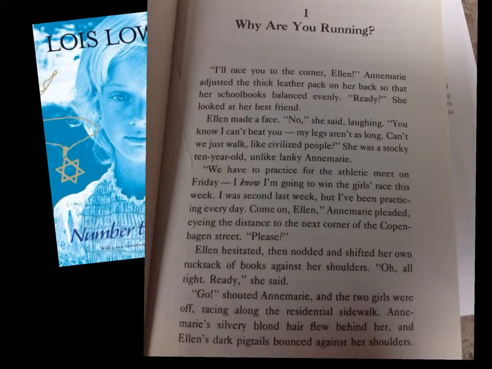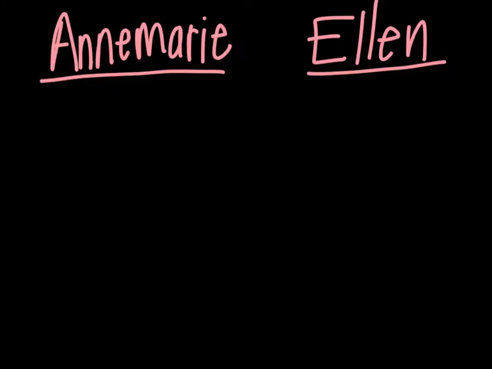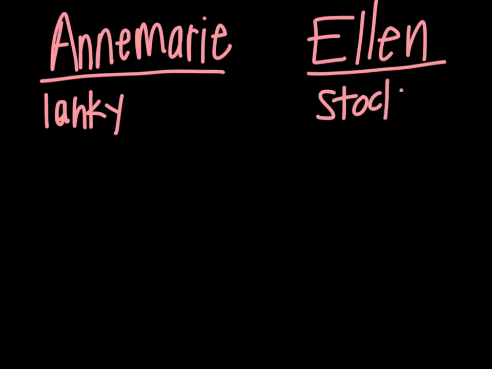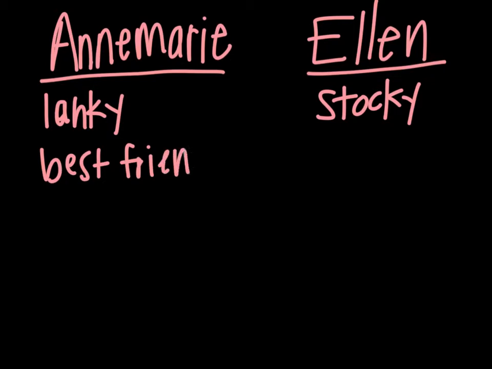Let's stop there and let's think for a second. We've been introduced to two characters so far, so you should have written in your notebook Anne-Marie and Ellen. What did we learn about these two characters so far? We learned that Anne-Marie is lanky, as the author described her, and that Ellen is a little more stocky. That means that she's shorter. And that they're both best friends with each other. So we're going to write that down.